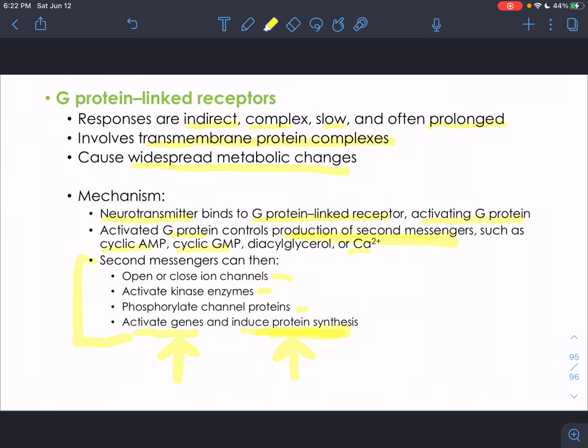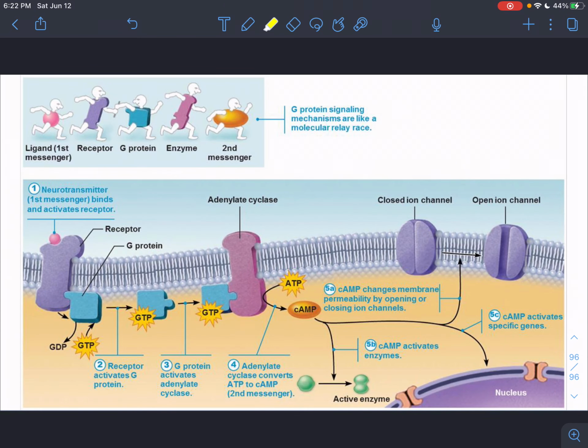So basically how it happens, the neurotransmitter again binds to the receptor that activates the G protein. And instead of having a direct effect, that G protein is going to go and do a bunch of other things. In this case, we see that G protein is going to activate adenylate cyclase, which is going to convert ATP into cyclic AMP, which is the second messenger. And in this case, the second messenger is going to activate enzymes, change membrane permeability. So it's going to go on and have other effects in the cell.